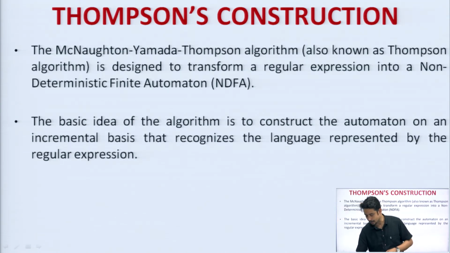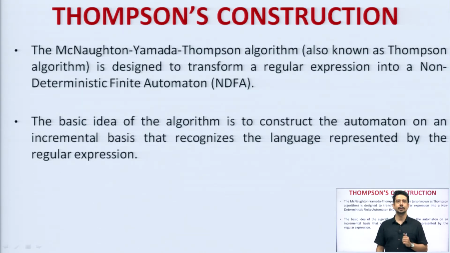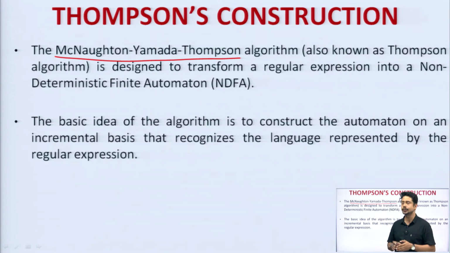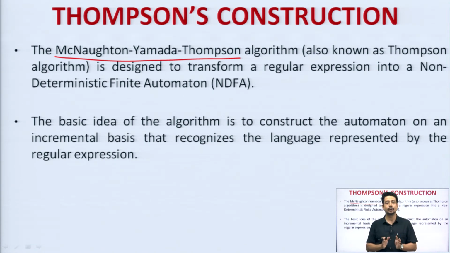Let us go to the next topic. The next topic is Thompson's construction algorithm. Now, Thompson's construction algorithm is used for conversion of regular expression to epsilon NFA, not normal finite automata, but epsilon NFA. The full name of this algorithm is McNaughton-Yamada-Thompson. Okay. So, this is the full name of the algorithm. Do not get confused, sometimes you might be asked as Thompson's, sometimes they might ask as McNaughton-Yamada-Thompson. Okay. So, this is just used for conversion of a regular expression to epsilon NFA.